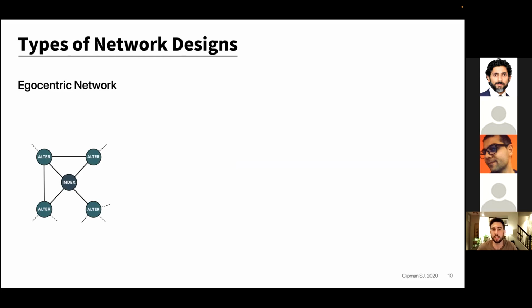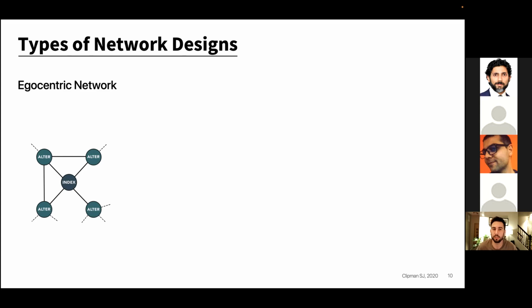So the first is this egocentric design, which focuses on an index and their immediate contacts known as alters. So for example, if a patient comes into a clinic or a health program, they might be asked about their sexual or injection partners and asked to provide information about those partners from their perspective. So for example, their HIV status or whether they practice safe sex or shared syringes. What is important to note with this egocentric design is it does not recruit and enroll those contacts. So everything is from the index's perspective, which of course may be biased.